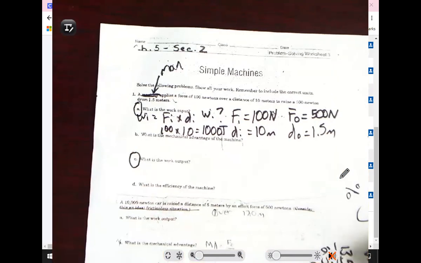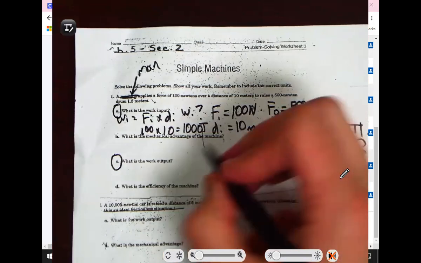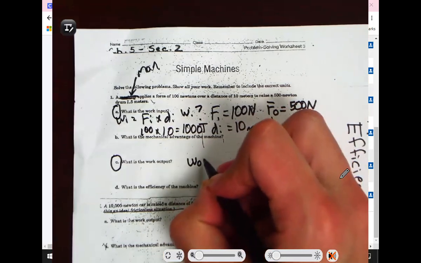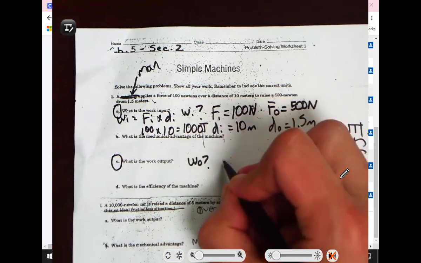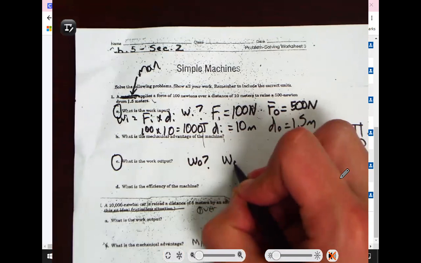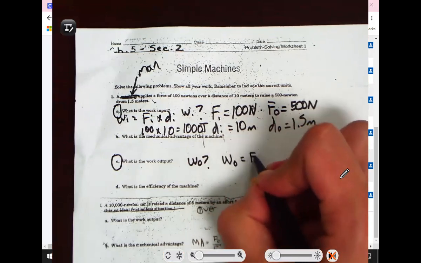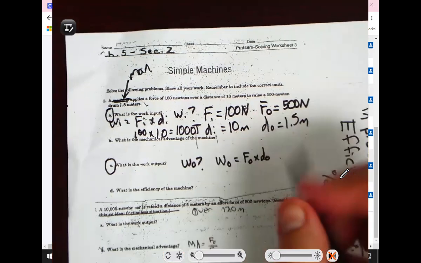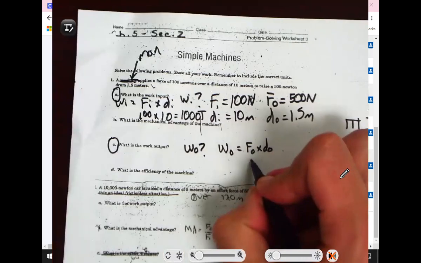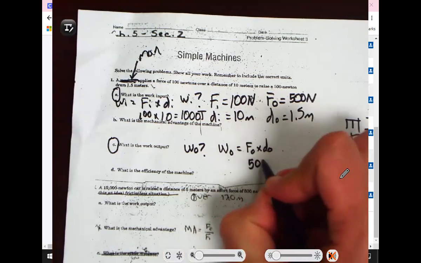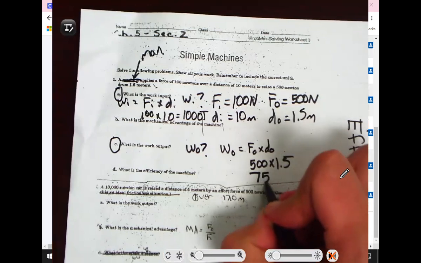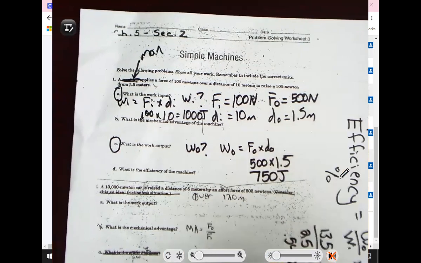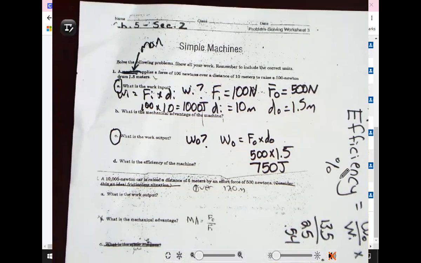All right, and the second part in C, what is the work output? And what's the formula for work output? Help us write the formula, Cam. It's first W equals FO times D. Yes. All right, so let's plug in our numbers. What are the numbers we're going to plug in? Yes. All right, so 750 joules. And so when I get that, that's my answer here.